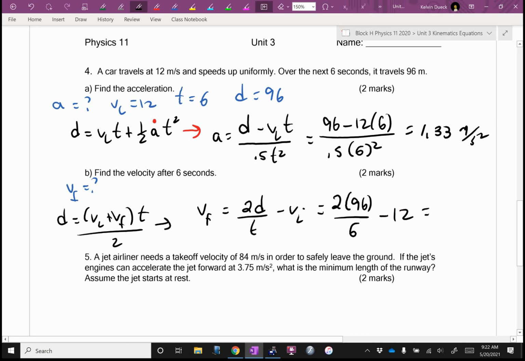I could probably do that one in my head too, because 2 over 6, that's like dividing by 3. So it's going to be 32, 20 even? Or am I wrong? 20? And it's meters per second.